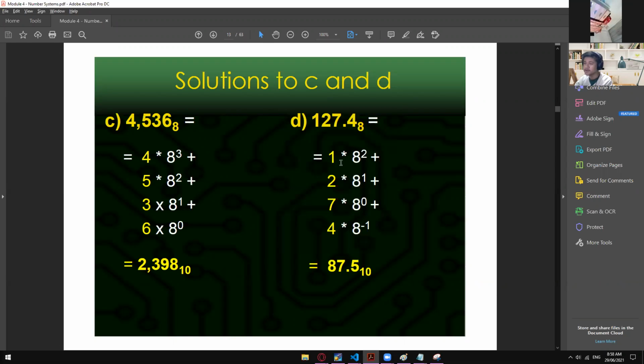Okay. So the same concept, it's just a different number. So 1, 2, 7, and then 4. And then starting from 7, it's 0, 1, and then 2. And then for 4, of course, it's just raised to negative 1. And then our multiplier is 8 because that's the base of this number system. And then just add everything, and then you will get 87.5. Okay. So please verify. Is this correct?